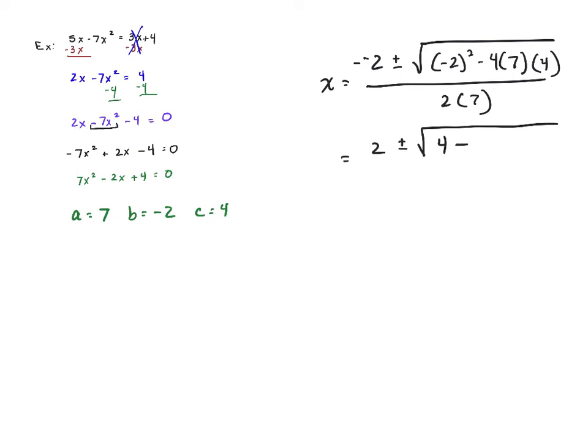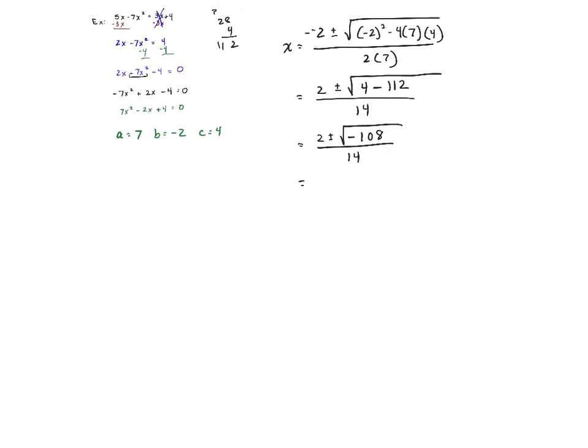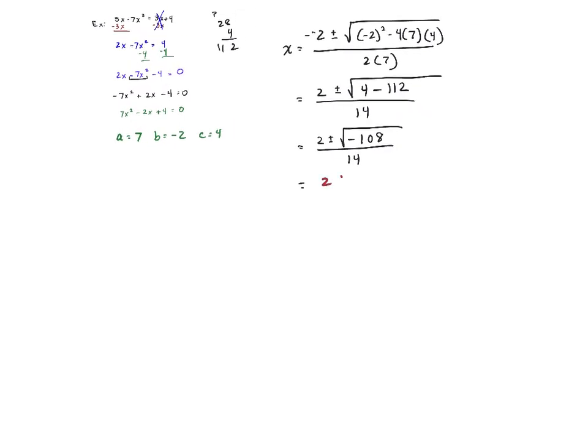And let's do 4 times 7 is 28, and 28 times 4, 112, all over 14 equals 2 plus or minus square root. Boy, that's going to be a big negative number. 4 minus 112, -108, all over 14. The rest of this we're just simplifying. See if we can shrink that all down just a little bit. So that's 2 plus or minus i, because we're square rooting a negative.